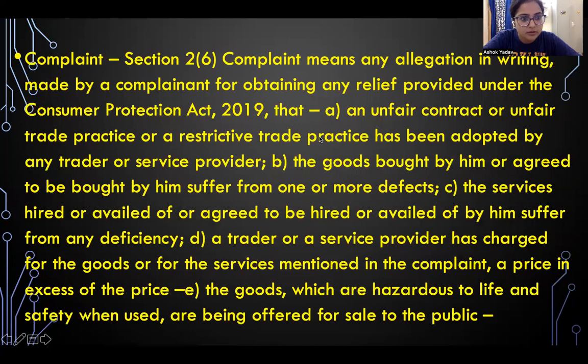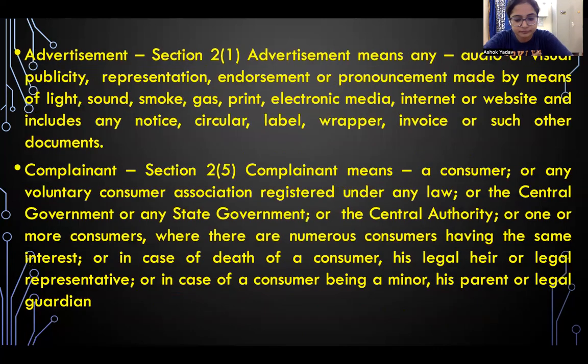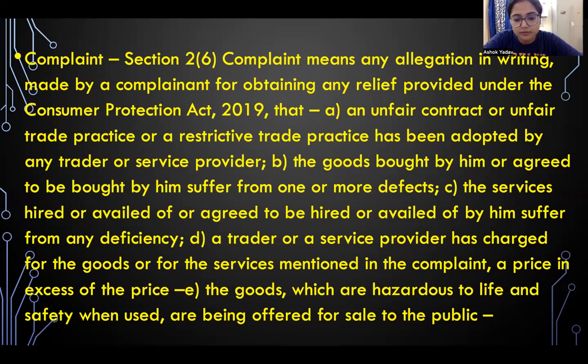Now let's read. What is a complaint? Section 2 clause 6, right? Section 2 clause 6 talks about complaint, means any allegation in writing. So what is important? Allegation should be there and it should be in writing, made by the complainant for obtaining any relief provided under the Consumer Protection Act 2019, that an unfair contract or unfair trade practice or a restrictive trade practice has been adopted by any trader or service provider.